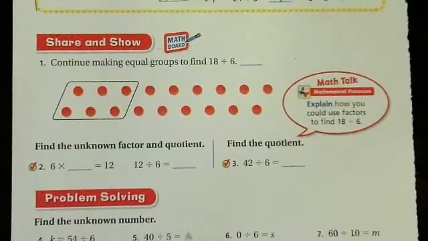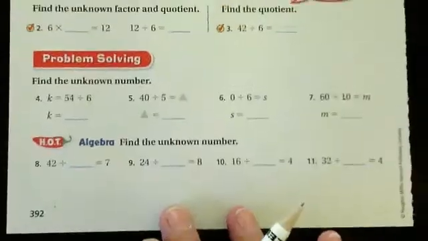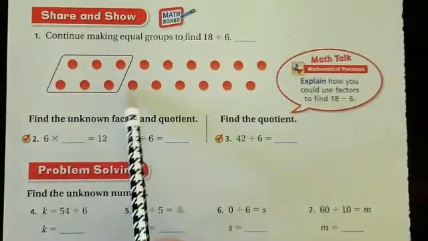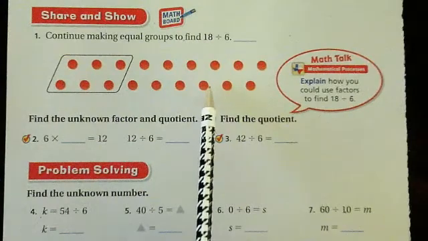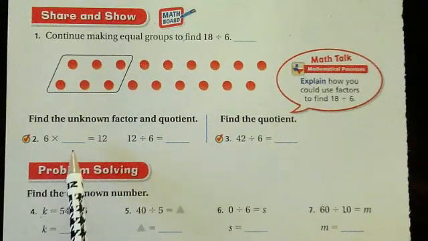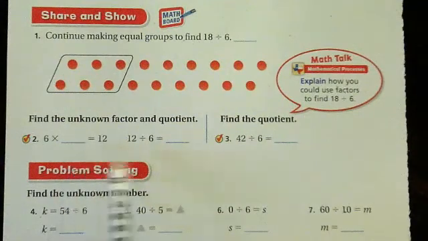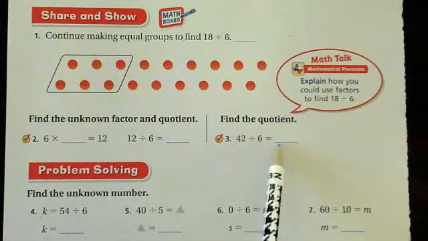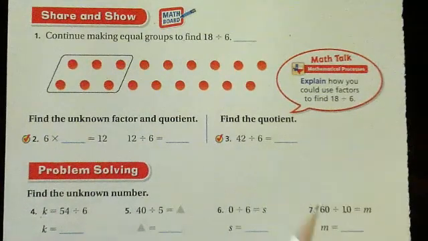Today you're going to do share and show and problem solving, and then you're going to check your work. It looks like they have you drawing a picture using your counters. And then find the unknown factor and quotient. This is fact family work. On this one, they just want you to find the quotient, which means find the answer.